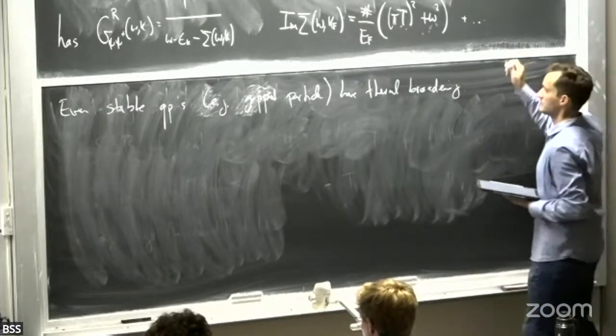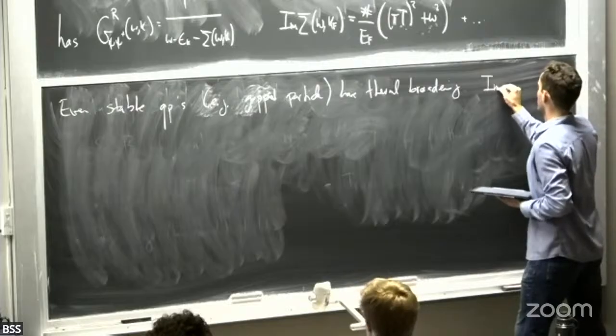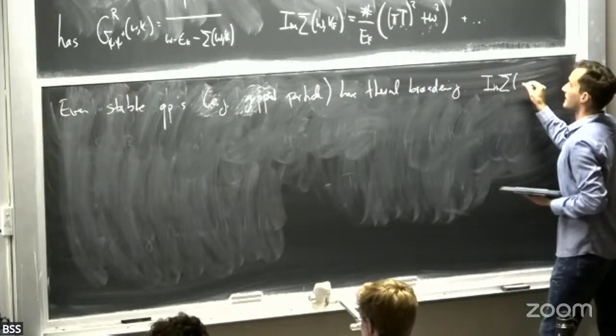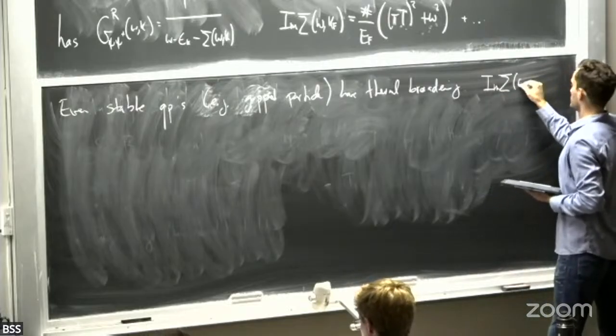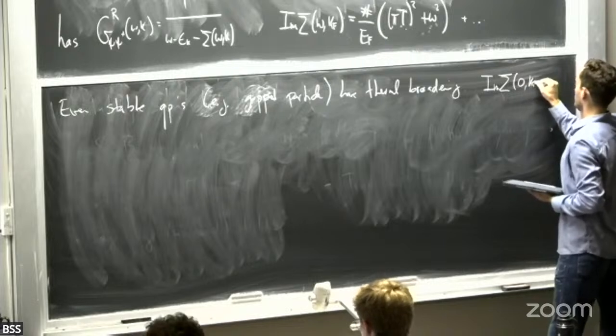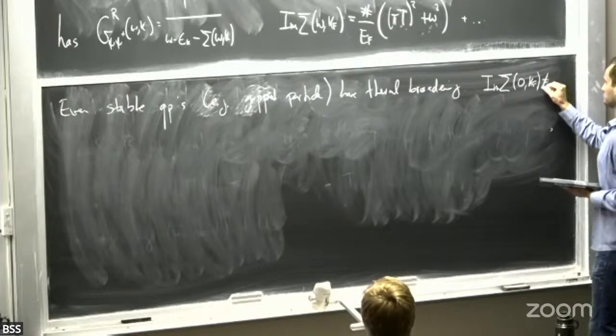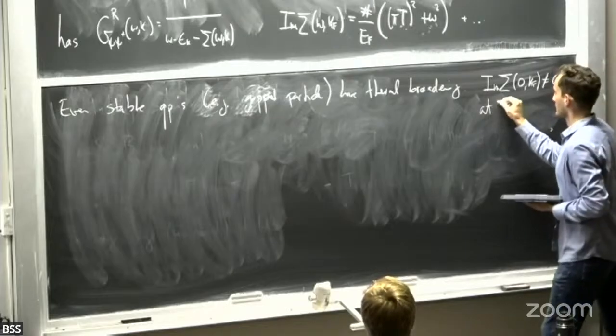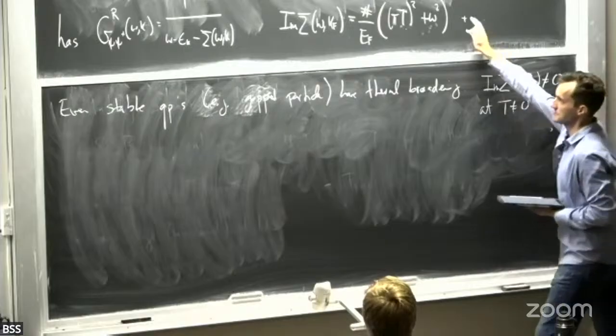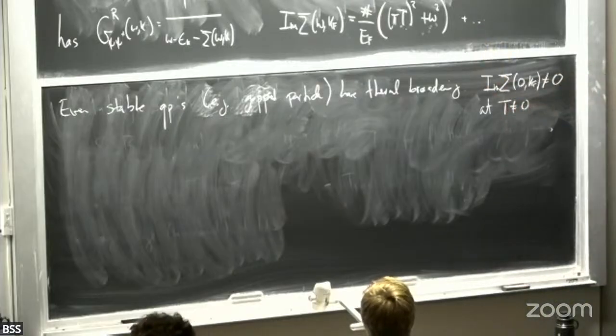Yeah, that's right. Thanks. So the imaginary part at zero frequency, let's say at kF for a Fermi liquid, or whatever the relevant thing to do is, is non-zero. This is an example, but this is the very general statement for any interacting particle.